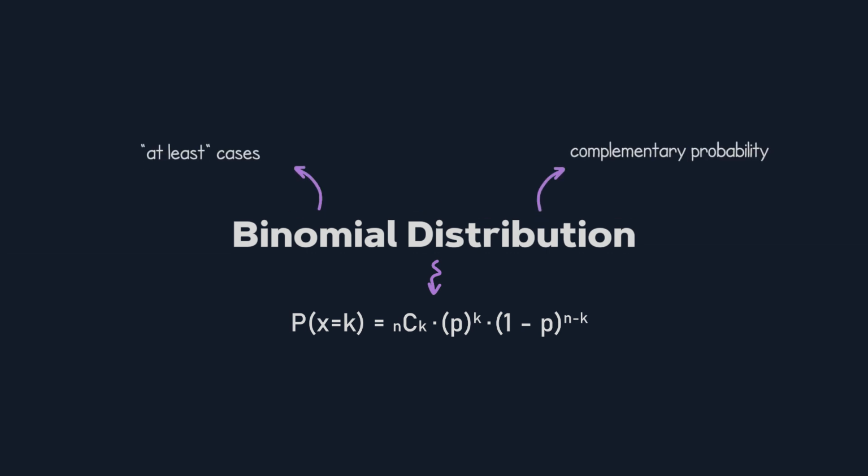Today, we explored how to apply the binomial distribution to various problems, including finding probabilities for specific numbers of outcomes and using complementary probability to handle more complex scenarios.